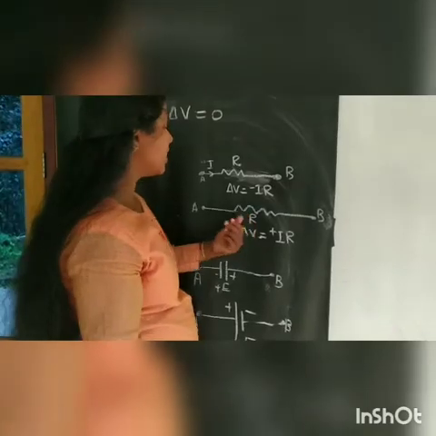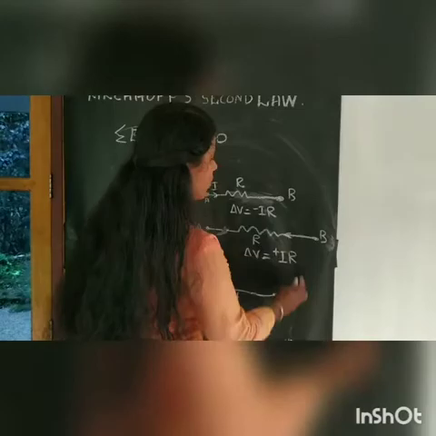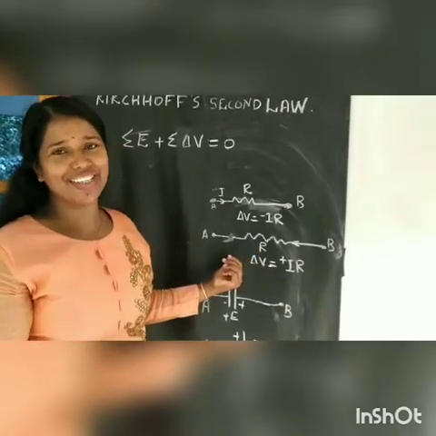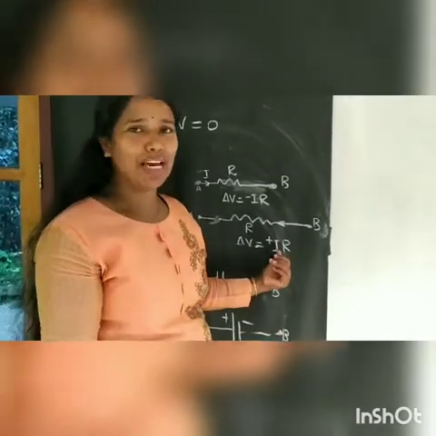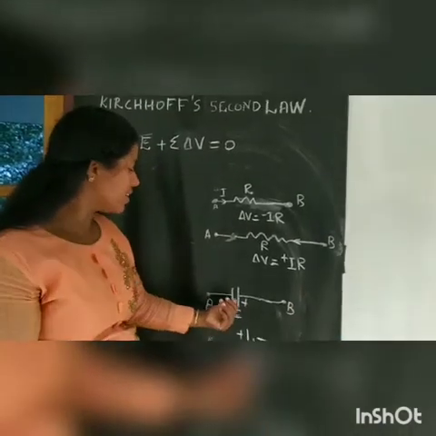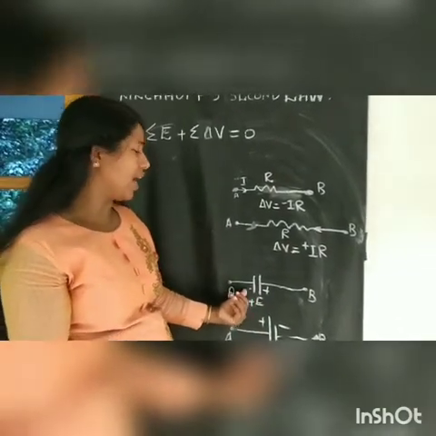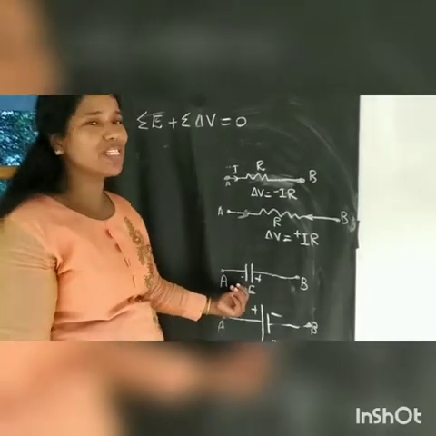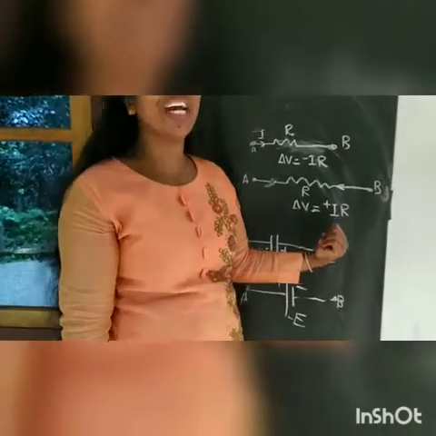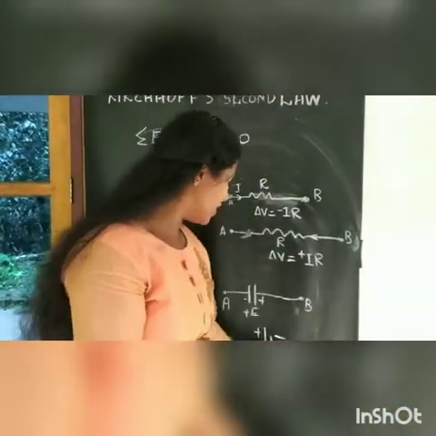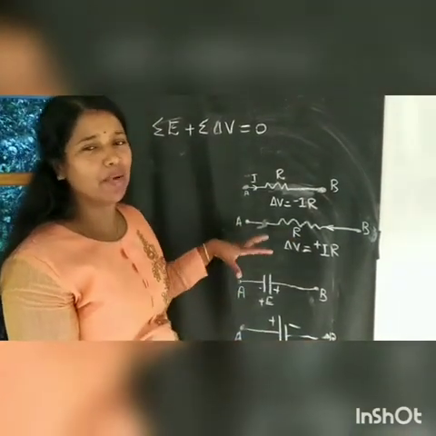Next case, R is not travelled in the direction of current, just the opposite. In that case delta V is positive, plus IR. Then in this case, there is a cell EMF. The EMF of the cell E travelled from negative to positive: E is positive. Second case, a cell travelled from positive to negative: in this case we take the EMF as minus E. In numericals, we will apply this.